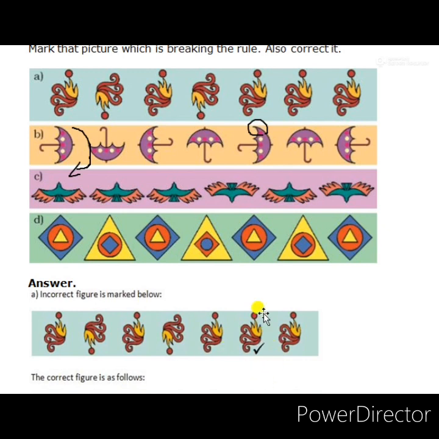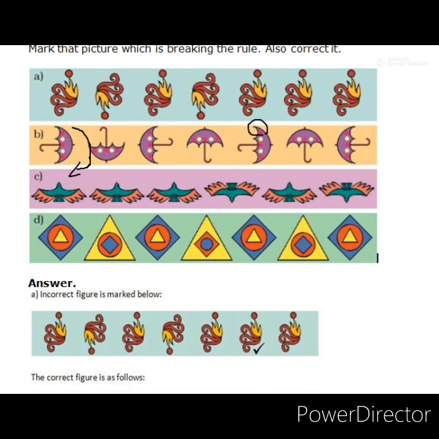See, I have shown it. Answer for this first question: the sixth figure is breaking the rule. The sixth figure is not following this rule. So you put a tick mark there. And the next figure also you observe. If the sixth will be downward, the next will be the upward. Yes, it is correct. So only one figure is breaking the rule, the sixth one. You have to put a tick mark just below the sixth figure.